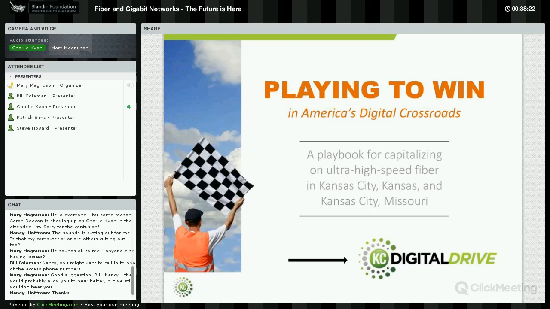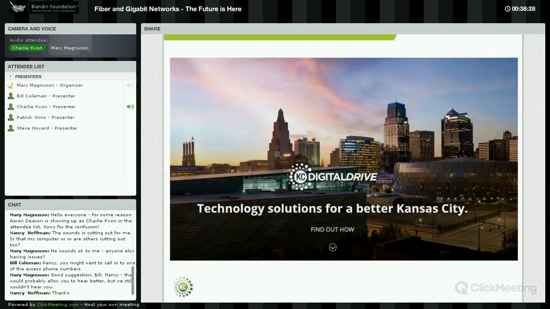So this document came out in the summer of 2012, and over the past 2.5 years, our brand and organization has evolved really more broadly around how we think about technology solutions to improve the community that we live in.